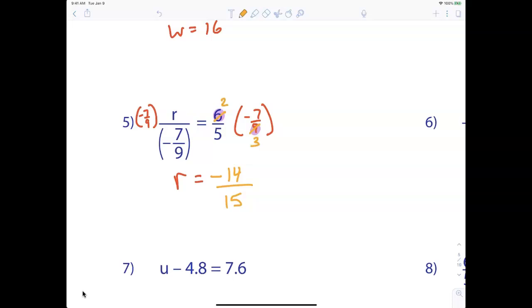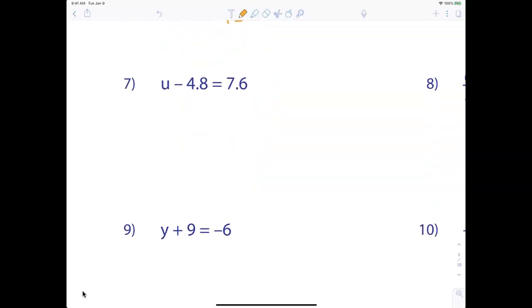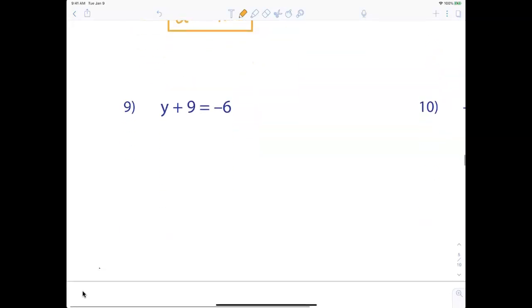All right. Moving on to question number 7. All right. How do I undo subtraction? I add 4.8, add 4.8, and then u is equal to 14, carry the 1, 12.4. Simple, simple, simple. All right, hopefully you're agreeing with me. All right, nothing difficult about that. And then number 9, really simple. Subtract 9, subtract 9. So y is equal to negative 15.